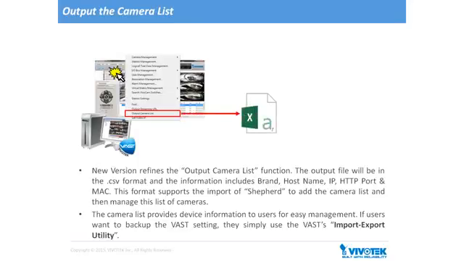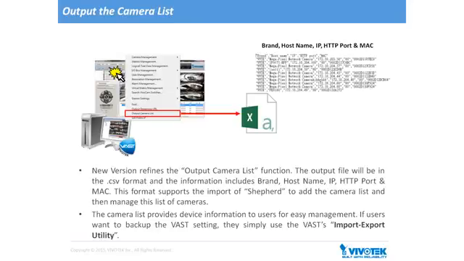The output file will be in the .csv format, and information includes brand, hostname, IP, HTTP port, and MAC. This format also supports the import of Shepherd to add a camera list and then manage this list of cameras. The camera list provides device information to users for easy management. If a user wants to back up the VAST setting, they simply use VAST's import-export utility.